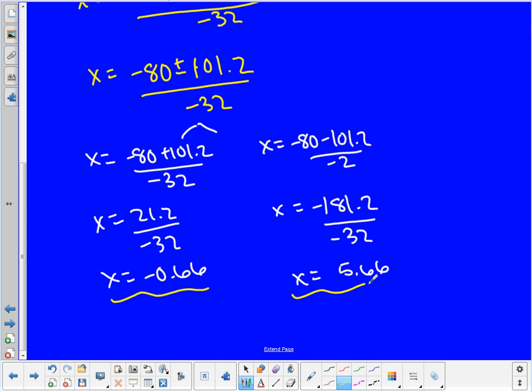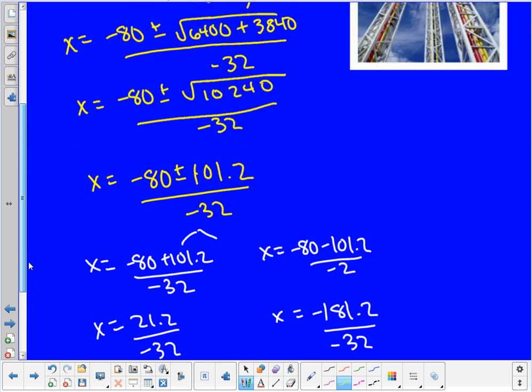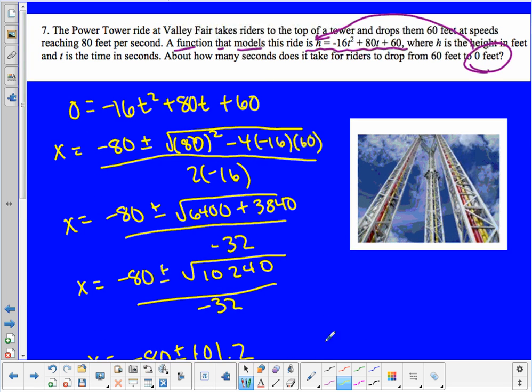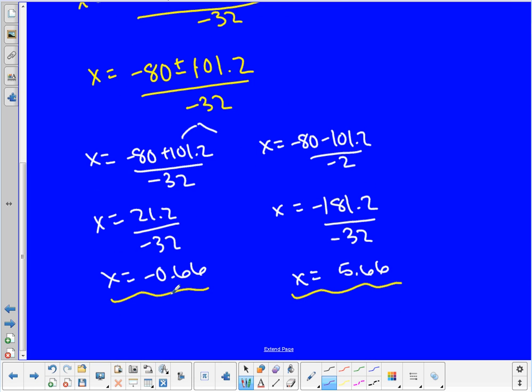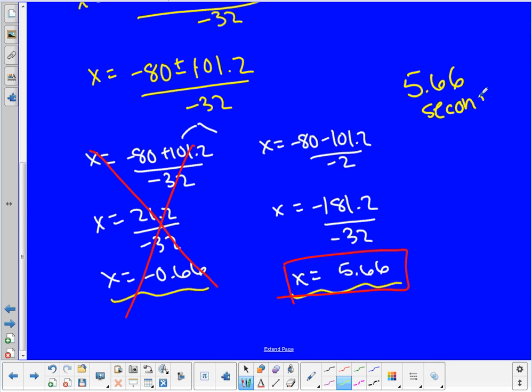This is one possibility and this is another possibility, but I'm not going to circle them yet because I want to figure out what the question is asking me. If you go back to the original question, it asks for about how many seconds it takes for the rider to fall to the ground. So I have a possibility of negative 0.66 seconds and positive 5.66 seconds. We all know that time cannot be negative. It is not possible to have a negative time. So this answer is out. I can't use it. Okay, my only possible answer here is this one, and that's how I'm going to write this out: 5.66, don't forget to label it seconds.